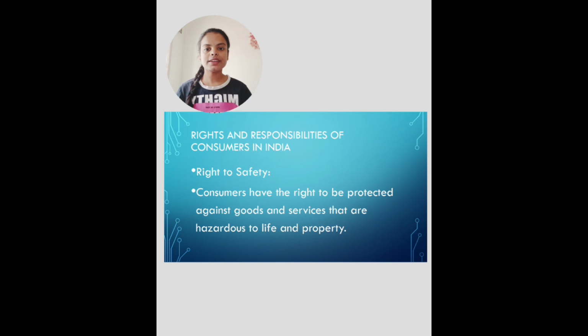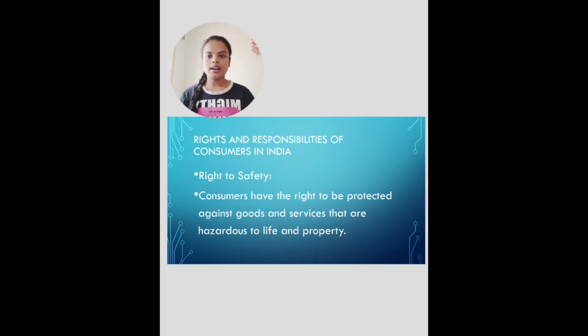Let's come to the rights and responsibilities of consumers in India. Right to safety. First of all, consumers have a right to safety measures, a right to be protected against goods and services that are hazardous to life and property. So this is the right to safety.